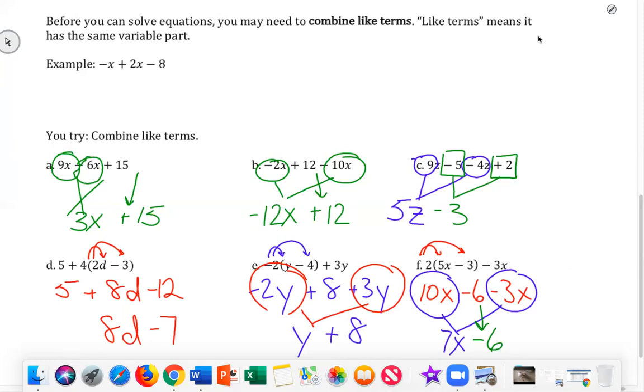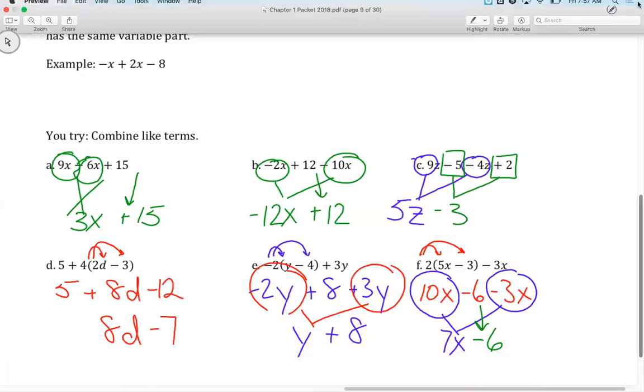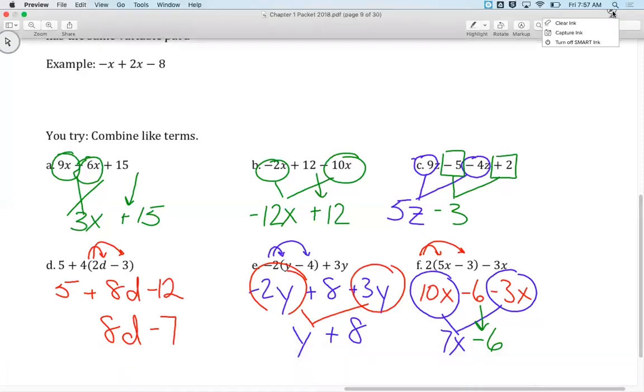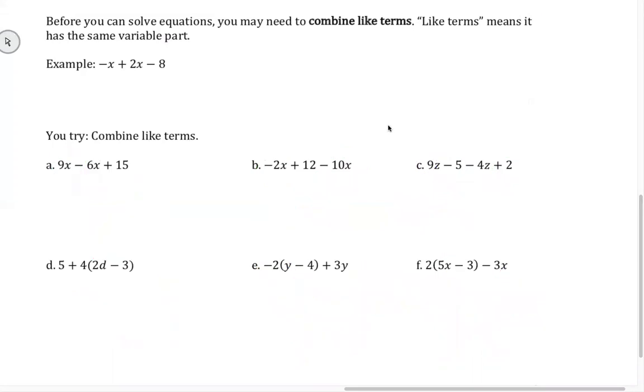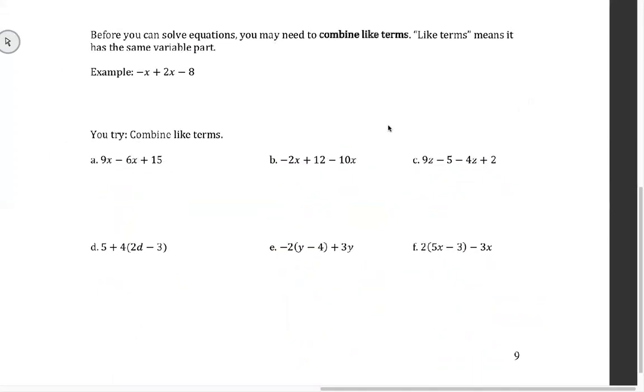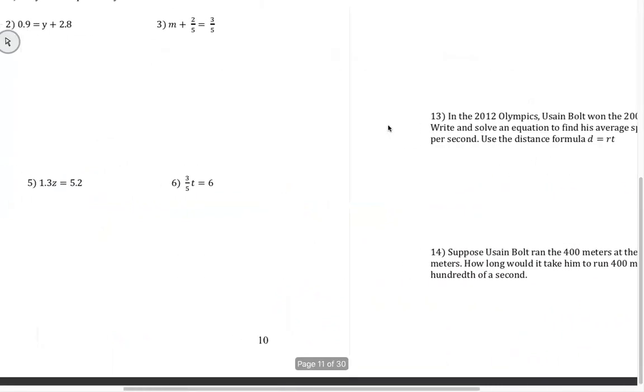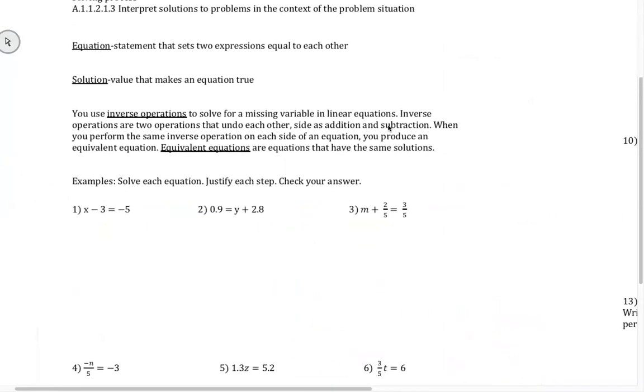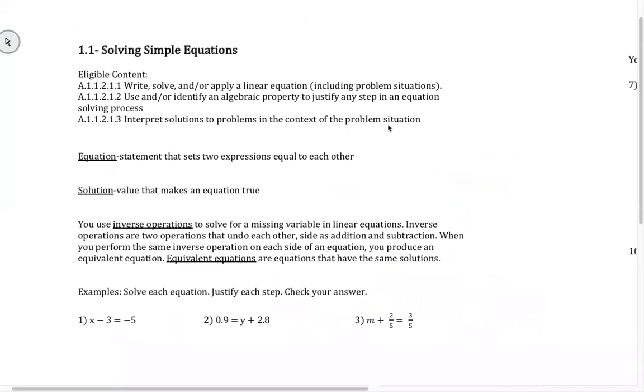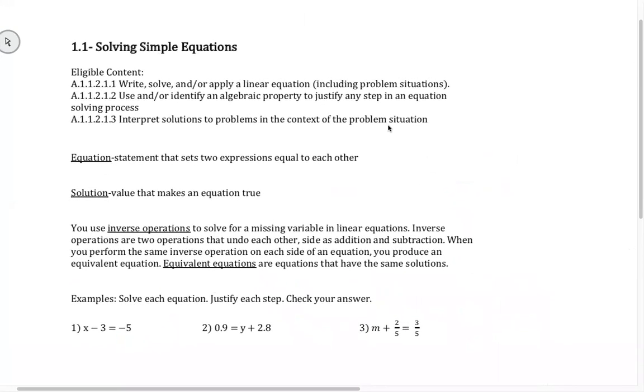You guys did a great job on that. So that's combining like terms. So like terms are two things that look exactly the same, meaning they have to have the same exponent, the same variable, and all of that.